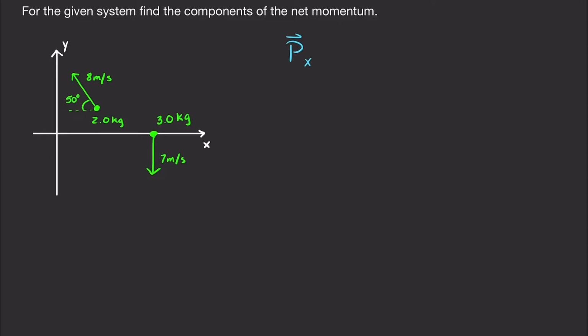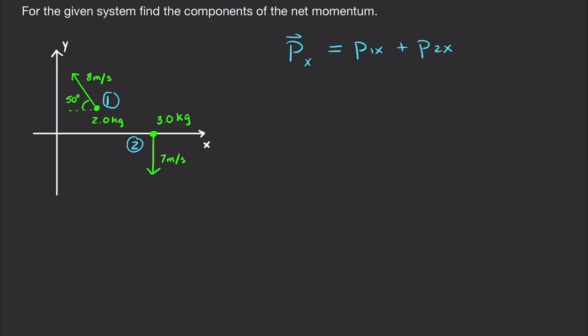So we'll start with the x component of the total momentum of the system. So this is big capital P sub x. And we're going to get the x component of momentum from the first particle plus the x component of the momentum from the second particle. So maybe I'll call this one particle 1 and this one particle 2.